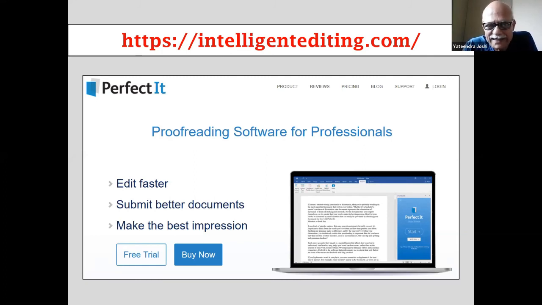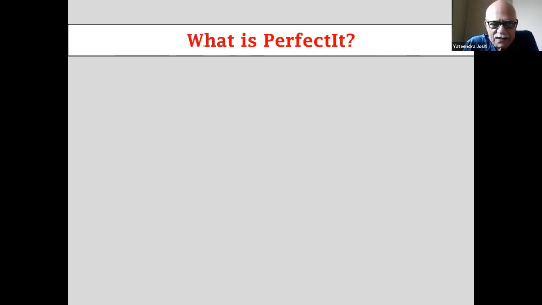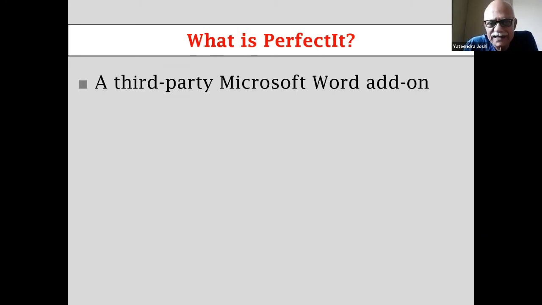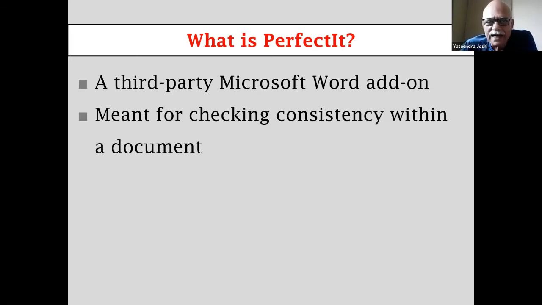So we'll explore why that was the case. So this is the website of intelligentediting.com. And let me also point out that their blogs are worth looking at, with more insights into using Perfectit more efficiently. So essentially what it is, it's a third-party add-on. That's what Perfectit is. And essentially it is meant for checking consistency within a document. Of course, we'll elaborate on what exactly is meant by consistency. As copy editors, most of us already know that.